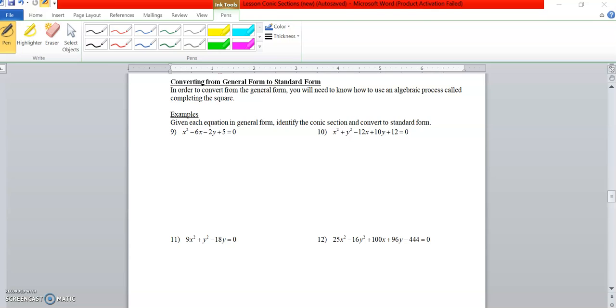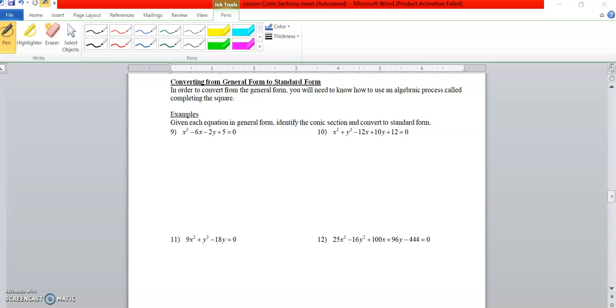Wait, this video is for converting to standard form, which in essence is completing the square. So it's kind of a combination. I'll talk about completing the square specifically, but also we want to include things about the conic sections. So let's dive right in.